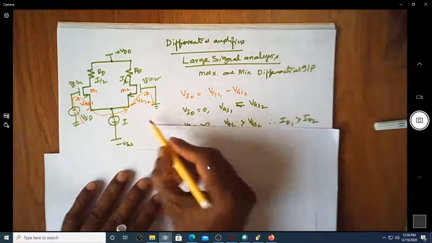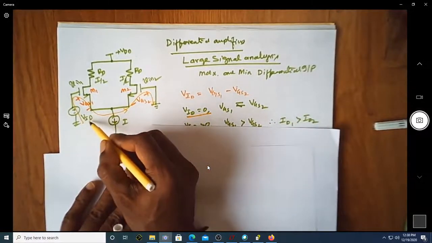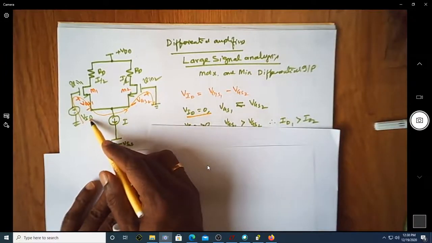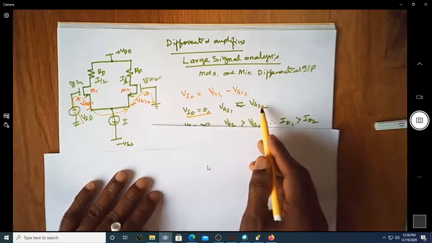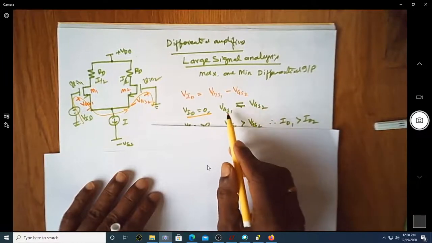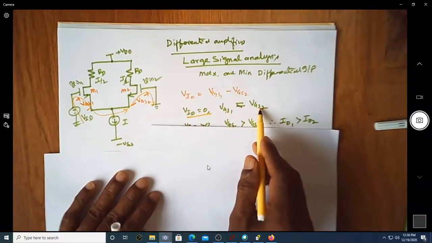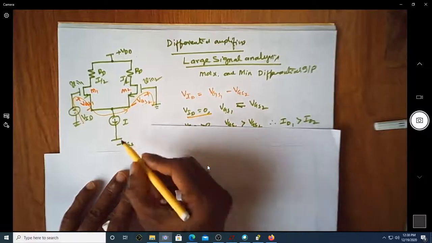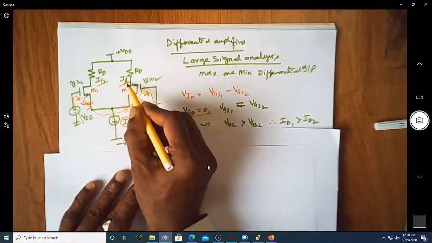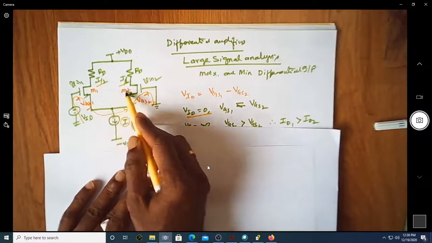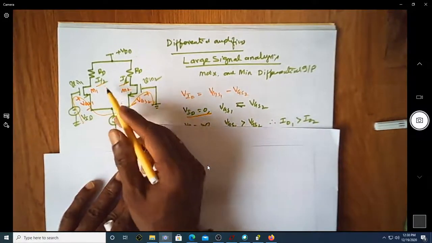From this expression, suppose you make VID equal to 0, that is, the differential input voltage applied is 0. Then both the VGS will be the same, which is VGS1 equal to VGS2. In terms of DC analysis, VGS1 equal to VGS2 means whatever tail current you have will be divided equally between both the MOSFETs. M1 and M2 will each have half of the tail current.